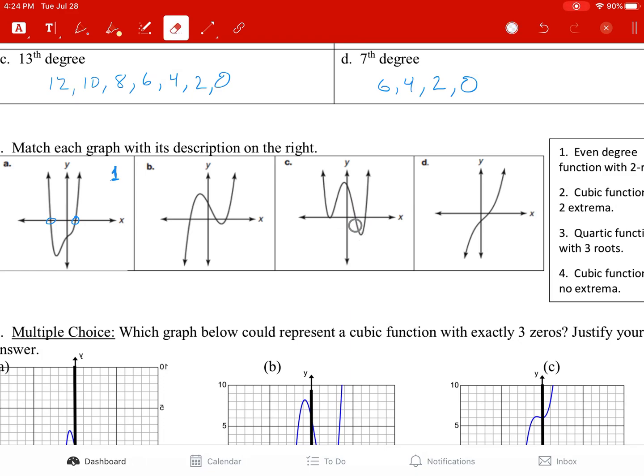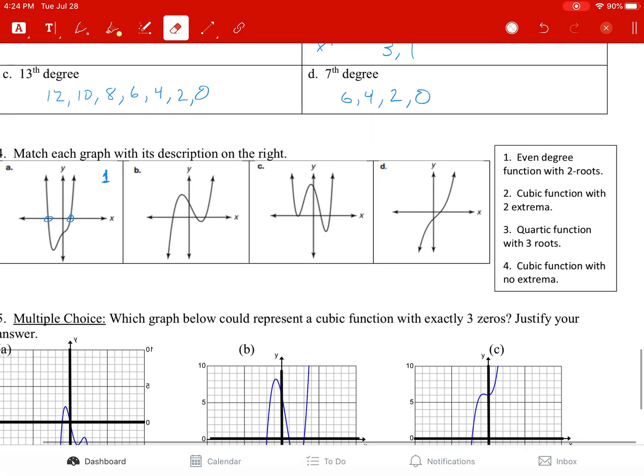Okay, get rid of those. So a cubic function with 2 extrema. So 2 extrema is going to have 1 peak and 1 valley. All right, well, that's going to be this one, and it's a cubic function, so it's an odd degree, which means it's going to start and end in different directions. So it's either B or D. Well, D doesn't have any extrema, but B does. So this is 2. Oops.